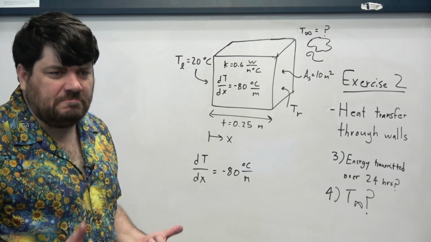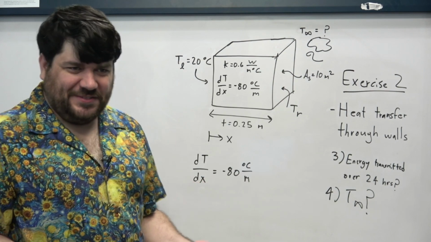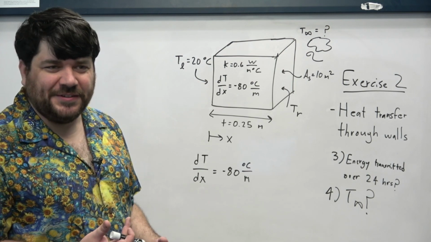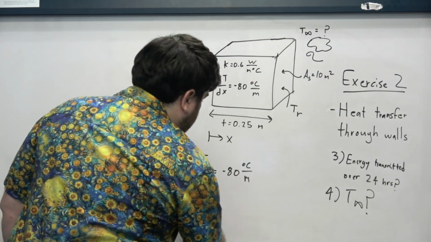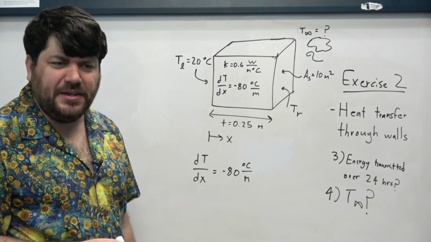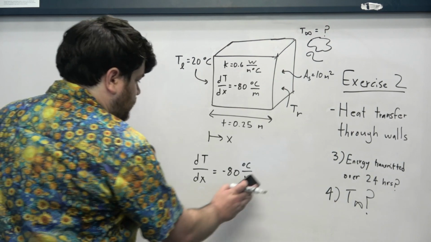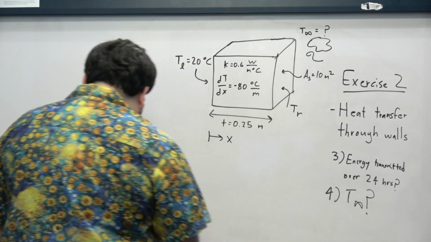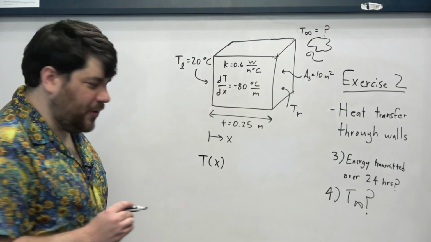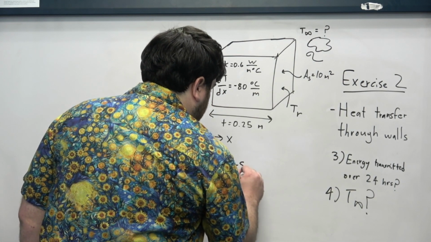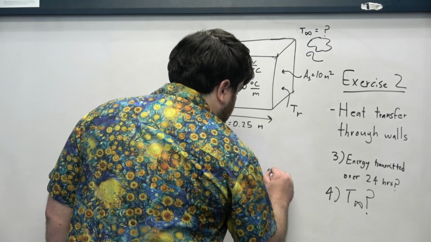But if this is true, who's to say that we can't take this statement, which technically speaking looks like a differential equation, and integrate it, right? What makes us say, okay, well, if I know that dT/dx is equal to minus 80, why can't I just integrate both sides with respect to x and wind up saying that the temperature as a function of x inside of this wall is just equal to minus 80x plus some constant.